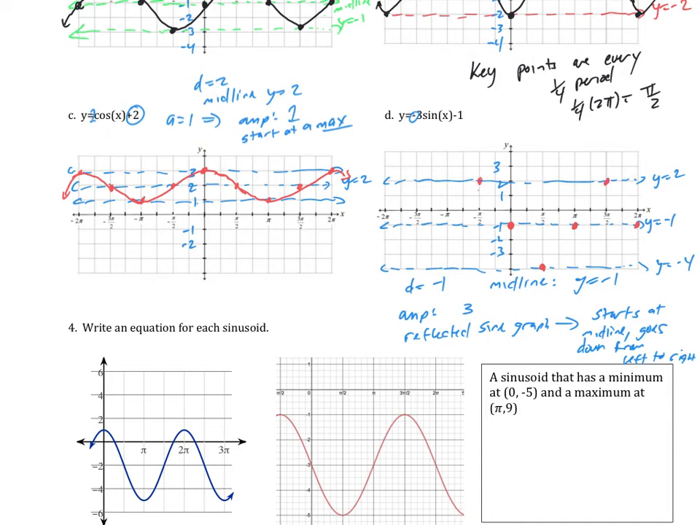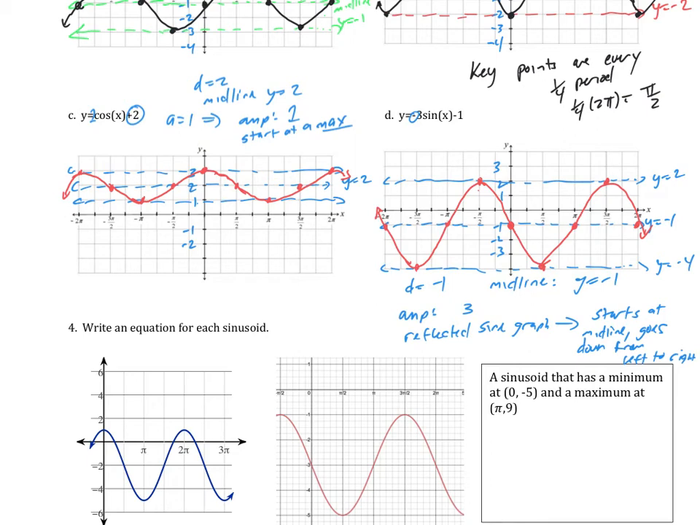And then let's continue the pattern in the negative direction. And now we will connect these points with a nice smooth curve, putting arrows on the ends. And that's it. That's our graph of y equals negative 3 sine x minus 1.